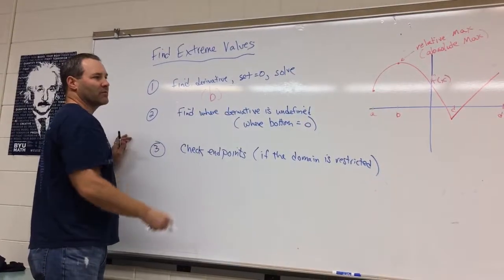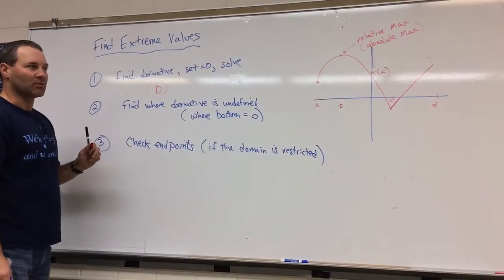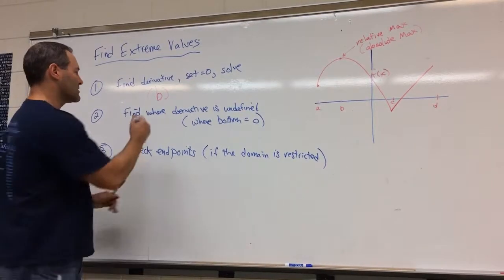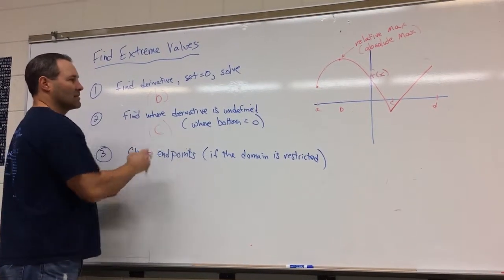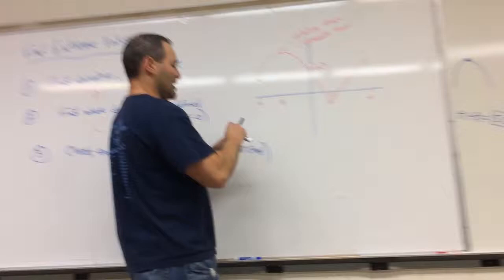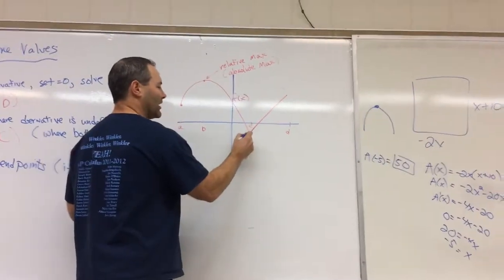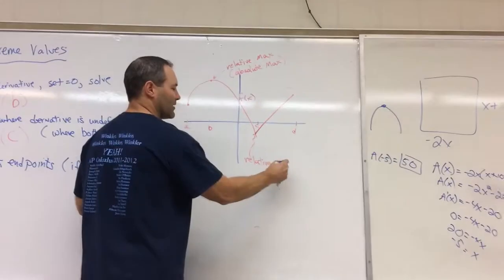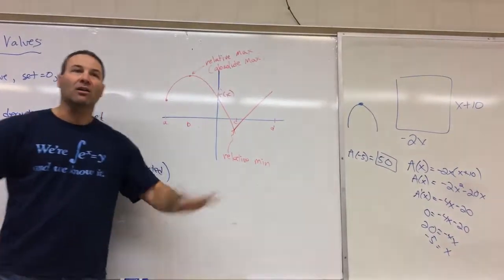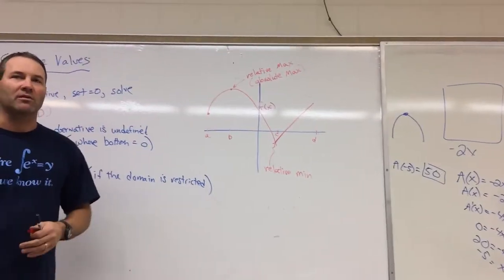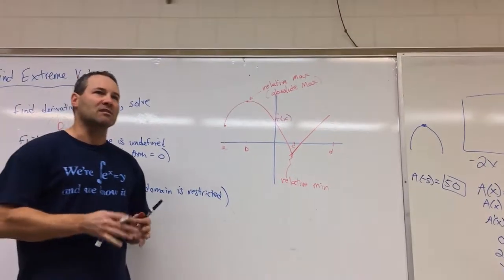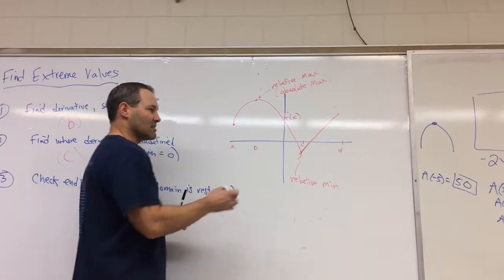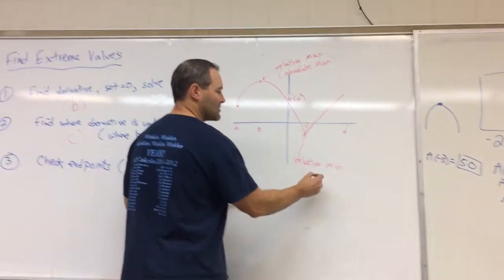Where is the derivative undefined that produces a min or a max? C. At C. Very good. So that's at C. And that is a min. And they're all relatives. So whether it's a max or a min, all of them are relative mins or all of them are relative max. But some relative mins and relative maxes are actually the absolute min or max. In this case, this is the absolute min.